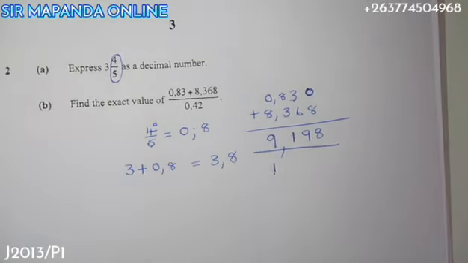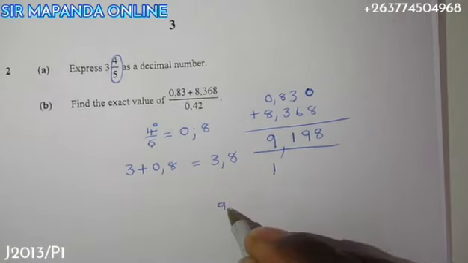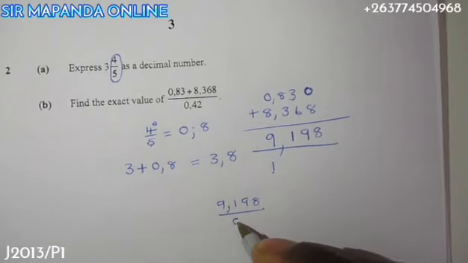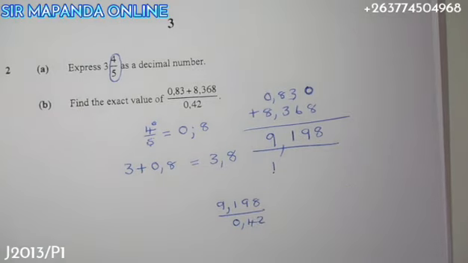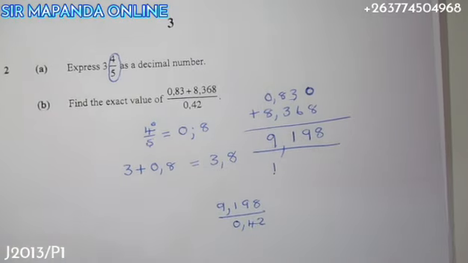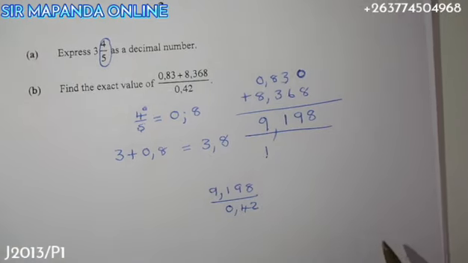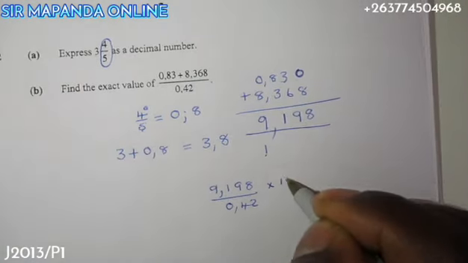So it means your numerator is going to become 9,198. So you take 9,198 so that you divide it with 0,42. I hope you are following class. So when dividing decimal fractions or decimal numbers, you need to make sure that your denominator becomes a whole number. So you find a number that you multiply both the numerator and the denominator by for the denominator to become a whole number. I'm going to multiply by 100.